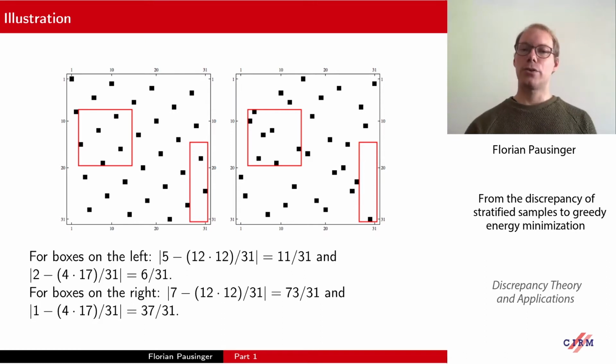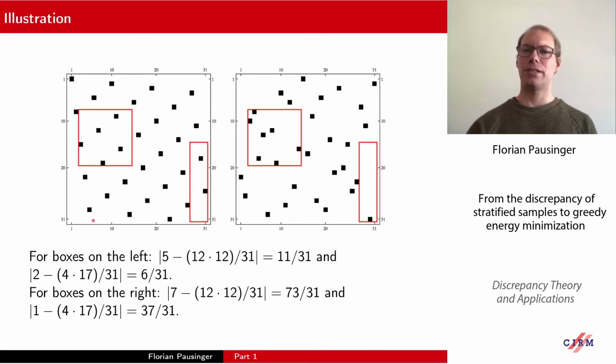As a little illustration, you can see here a two-dimensional setting. So we distributed a certain number of points in the two-dimensional unit square, and these red boxes denote two-dimensional axis-aligned boxes or intervals. So you can define discrepancy, of course, also in the two or d-dimensional setting.